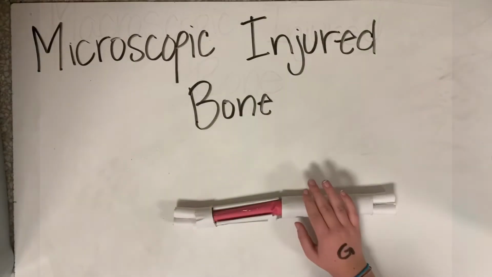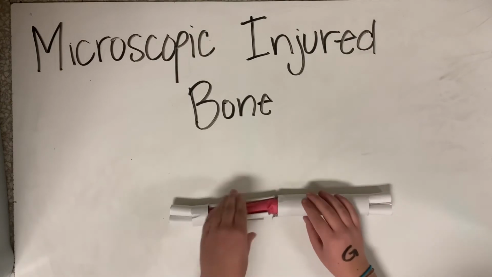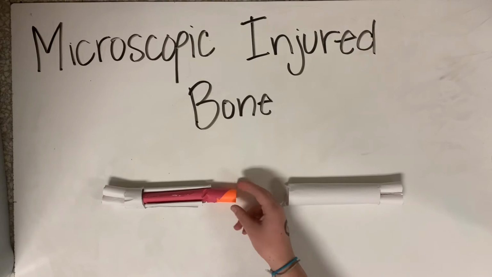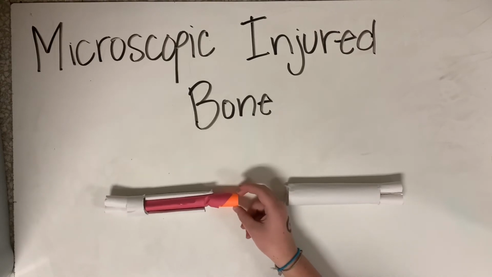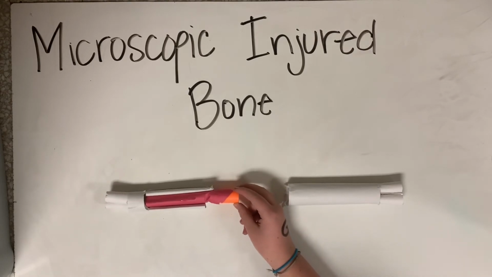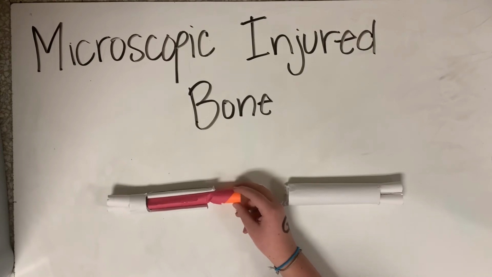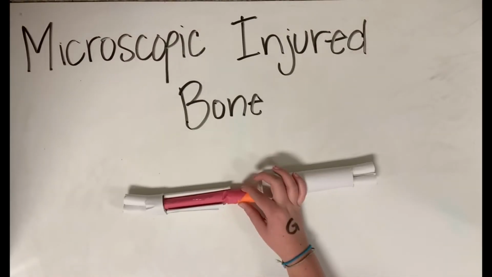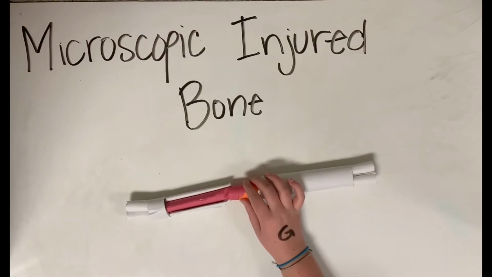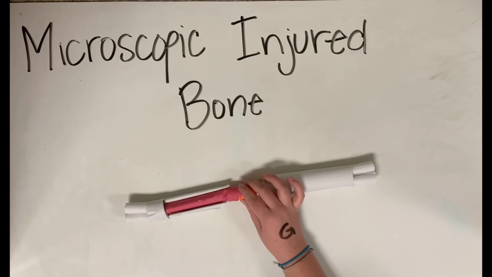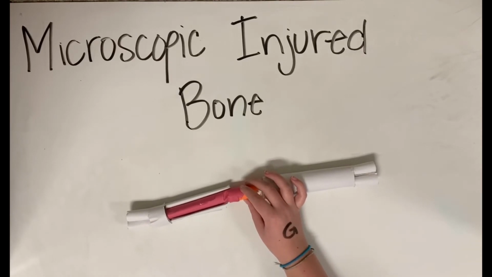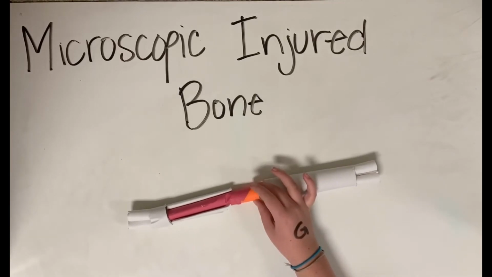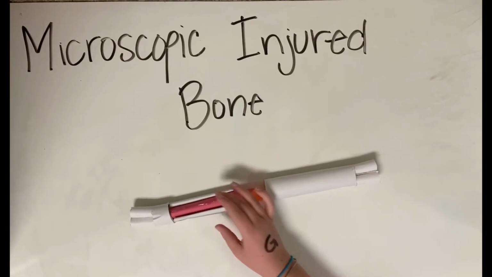your body moves. This is a microscopic injured bone, and it is a transverse break. This orange here resembles the yellow marrow, which provides space in the bone to make it light. So this red tube is the endosteum. It is the tissue of the medullary cavity bone. So it's what protects the yellow marrow.